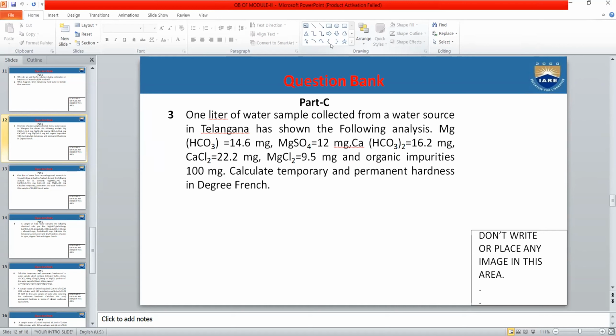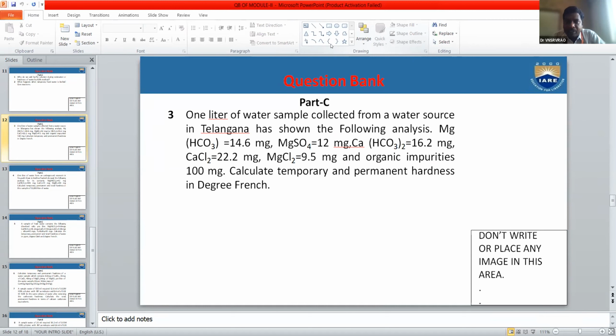Bicarbonates and carbonates. Now in the given salts, magnesium bicarbonate and calcium bicarbonate cause the temporary hardness. Which salts cause the permanent hardness? Sulfates, chlorides. So in the given problem, magnesium sulfate is there, calcium chloride and magnesium chloride. Totally 3 plus 2, 5 salts. 3 salts cause the permanent hardness, 2 salts cause the temporary hardness.